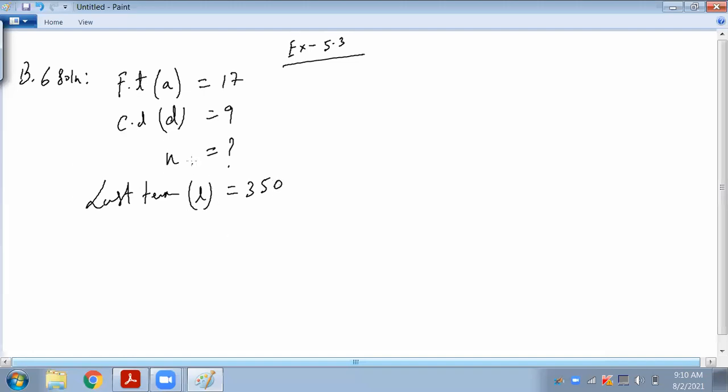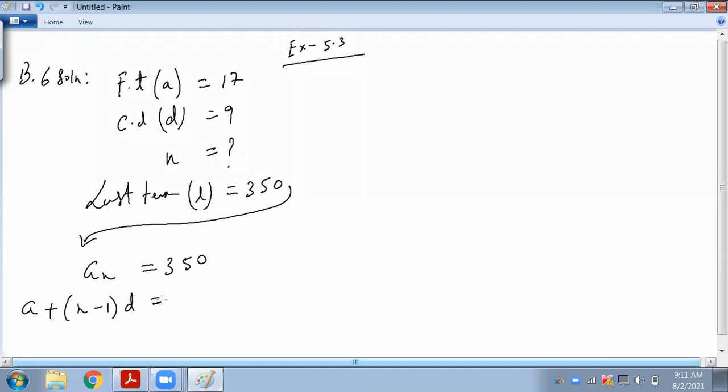Okay, let's find n first, then we'll find the sum. We know the last term, so the last term can be taken as an term. So we can take an equal to 350. Now an is what? a plus (n minus 1) d. Now put the values and find n.